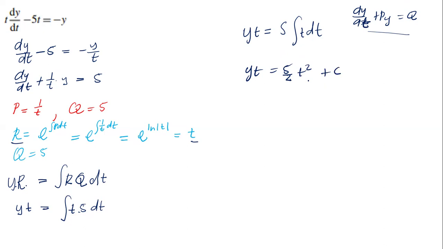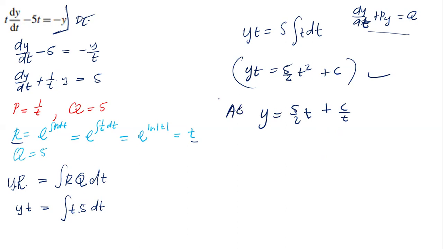We are done. Implicitly or explicitly, this will be the final answer: y equals 5 over 2 t plus c over t. If you leave your final answer here, no problem, you are done, as long as they never say make y subject of the formula, because the aim is to integrate. You have the differential equation, you have your solution, which is an algebraic equation.